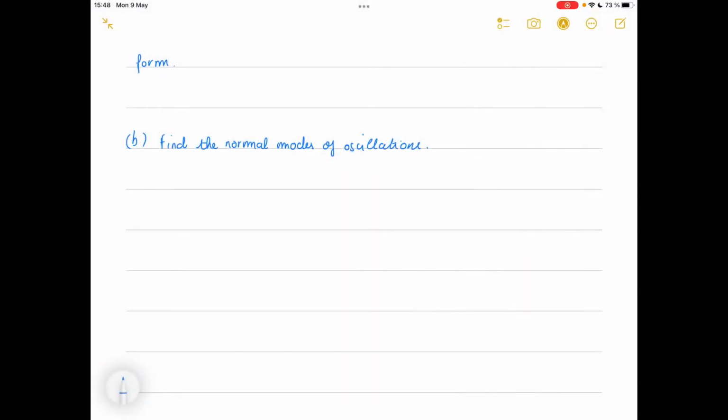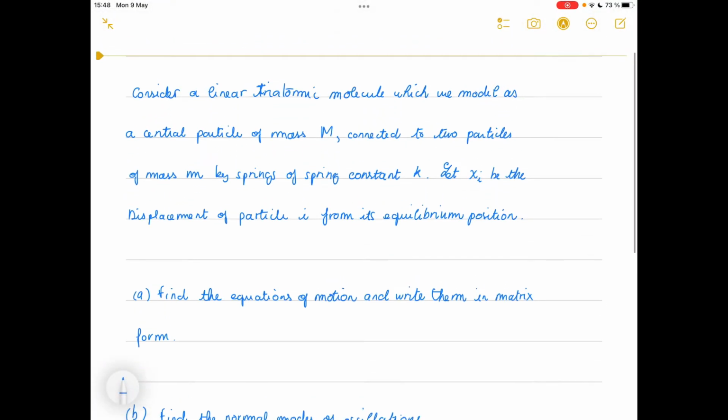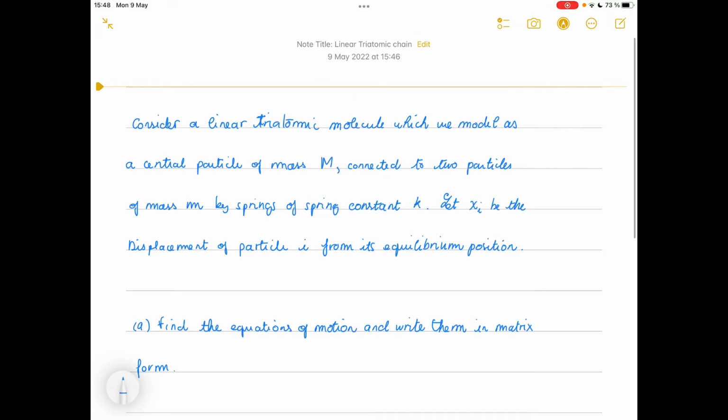So today we're going to look at another problem in classical mechanics. Consider a linear triatomic molecule, which we model as a central particle of mass big M, connected to two particles of mass m by springs of spring constant k. Let xi be the displacement of the particle i from its equilibrium position.